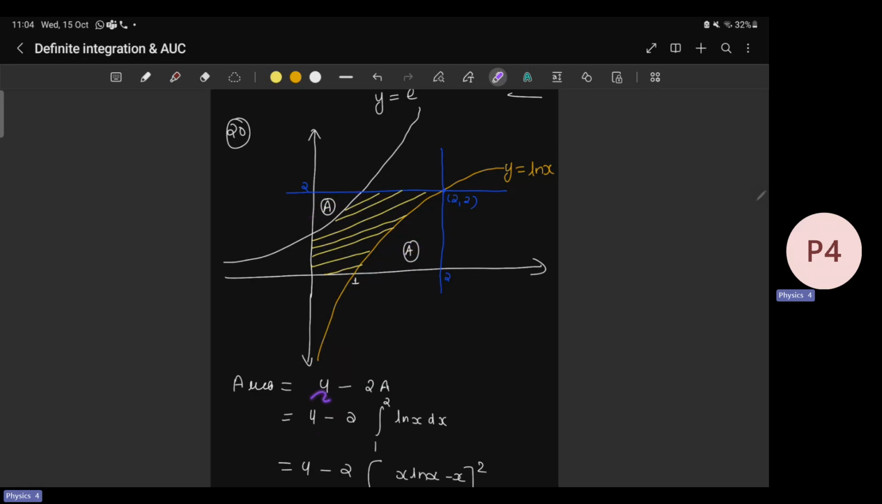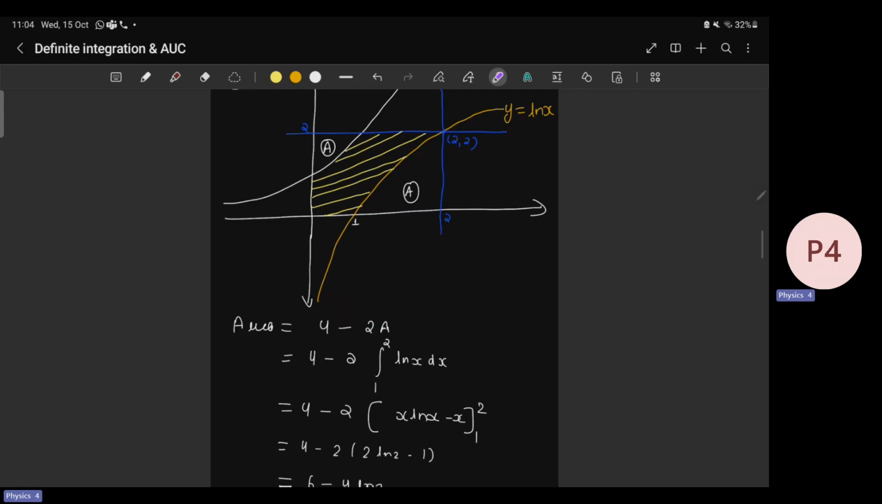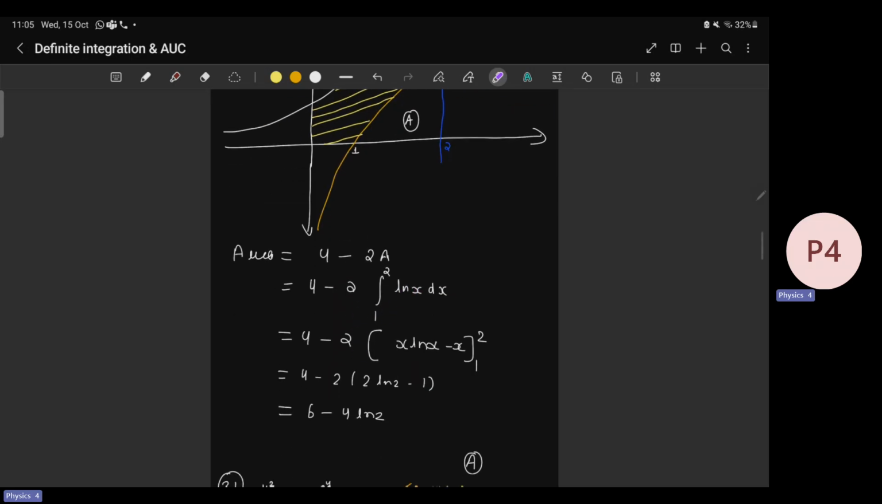The area of this whole figure is a rectangle, actually a square, 2 into 2, so the whole area is 4. If I subtract these two areas, 4 minus 2a, we will get the required area, where a is one such area, either this one or this one. This area can be written as the integration of ln x from 1 to 2. So 4 minus 2 times the integral of ln x dx from 1 to 2.